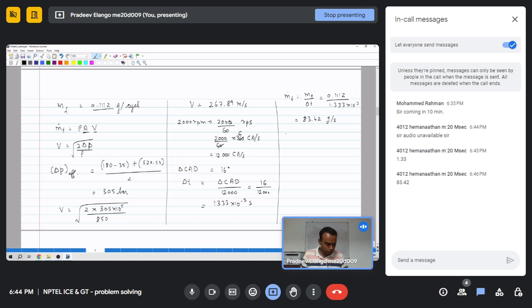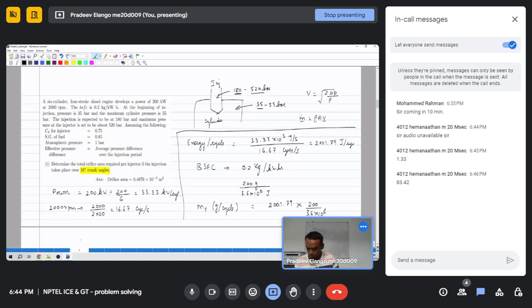So this is equal to rho A V. So assume we have rho in gram per cc. No, I think it's better we have everything in SI units. So this will be 83.42 into 10 power minus 3 kilogram per second. m dot f is equal to rho A V.